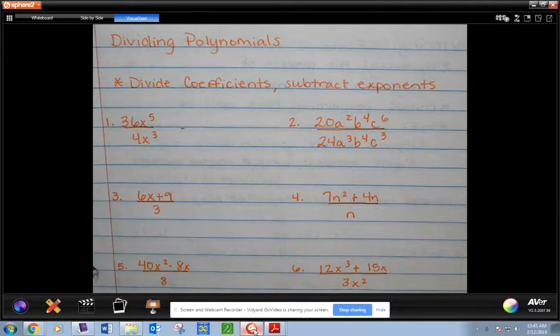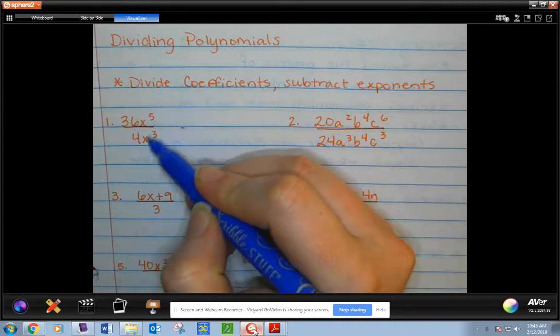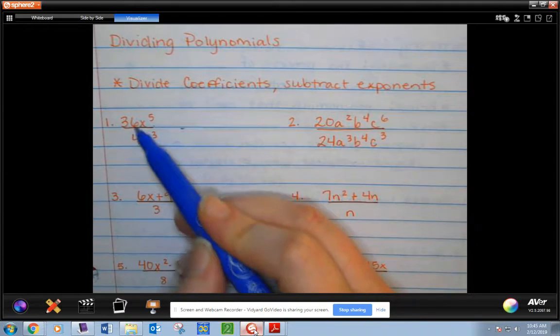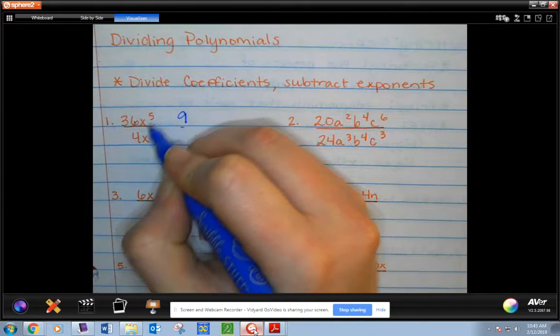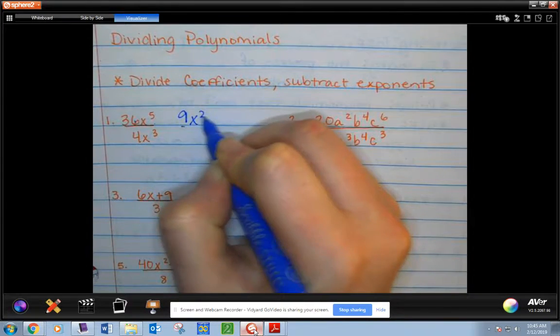So here we go. 36x to the 5th divided by 4x to the 3rd. We're going to divide our coefficients, so 36 divided by 4 is 9, and we're going to subtract our exponents, which gives me x squared. Done.